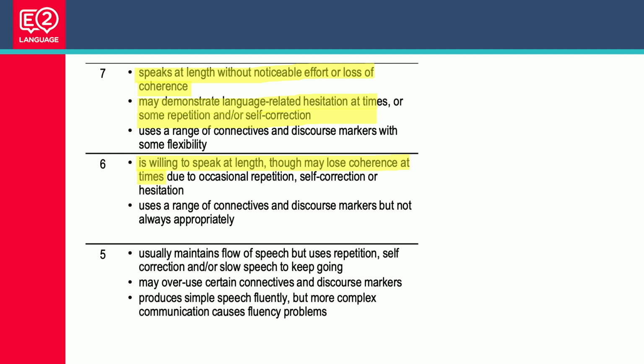Down at band 6: is willing to speak at length, though may lose coherence at times due to occasional repetition, self-correction, or hesitation. So see the distinction here between speaks at length without noticeable effort in band 7 and is willing to speak at length, though may lose coherence at times due to repetition, self-correction, or hesitation. Down at band 5, meanwhile: usually maintains flow of speech, but uses repetition, self-correction, and or slow speech to keep going. So the difference here really with the first bullet points comes down to effort.